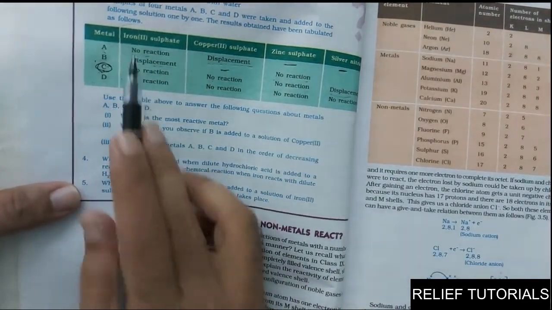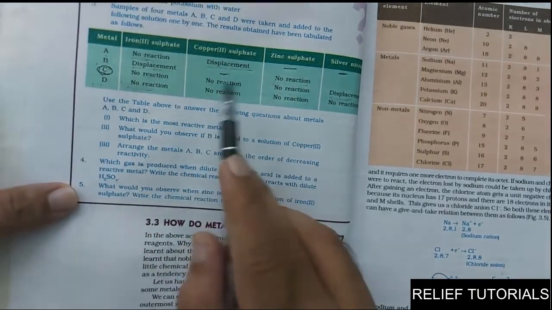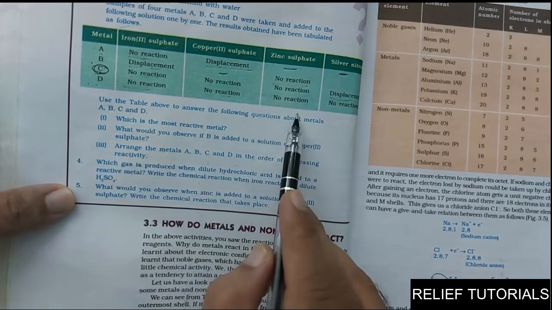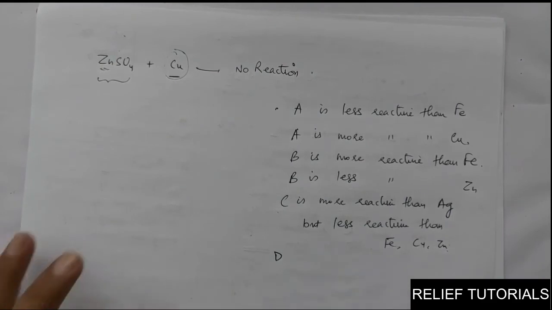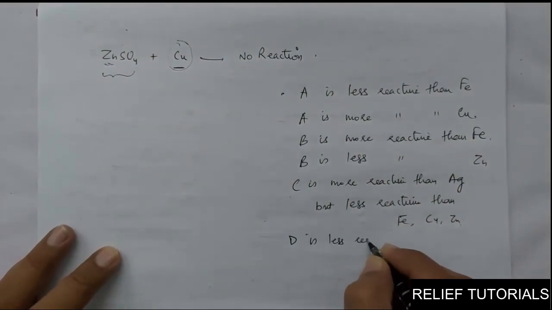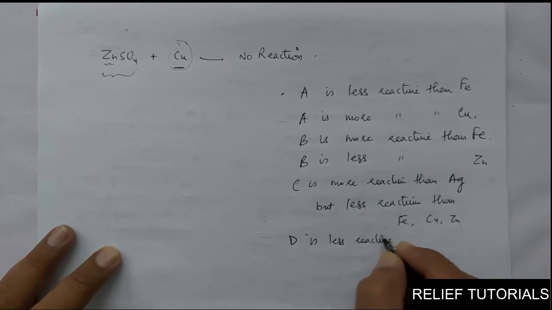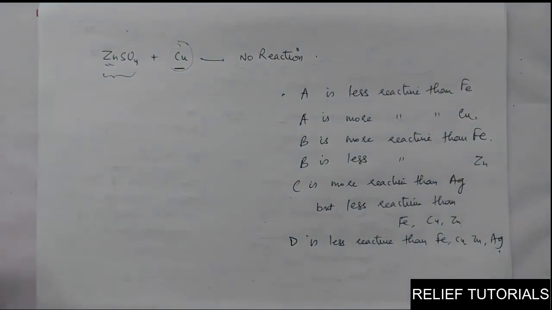What about D? D when added to iron sulfate, no reaction. D when added to copper sulfate, no reaction. D when added to zinc sulfate, no reaction. Silver nitrate, no reaction. So D is least reactive out of these all. So D is less reactive than iron, copper, zinc and even silver. These are observations, and now the questions.